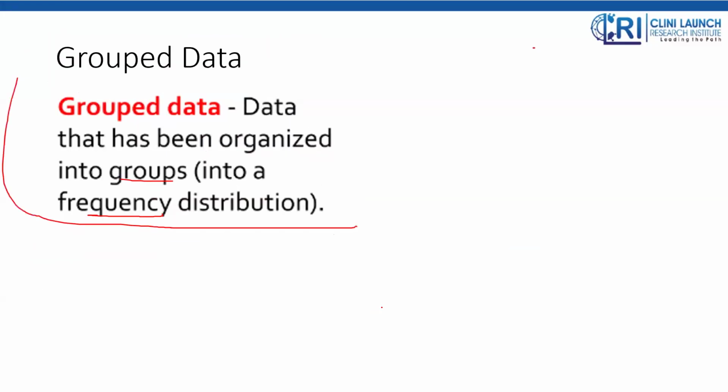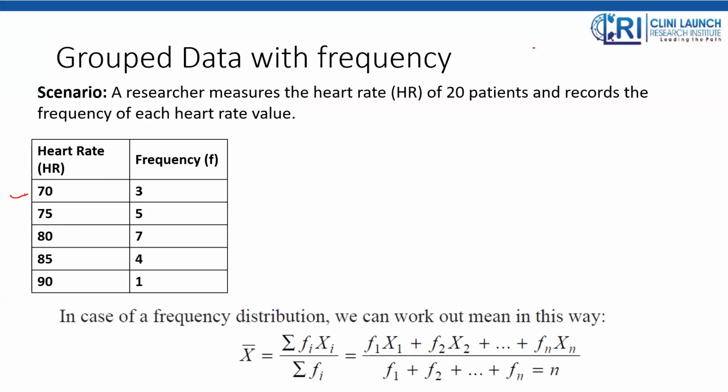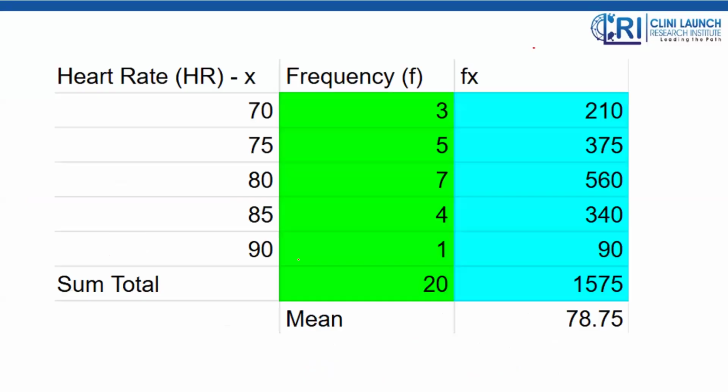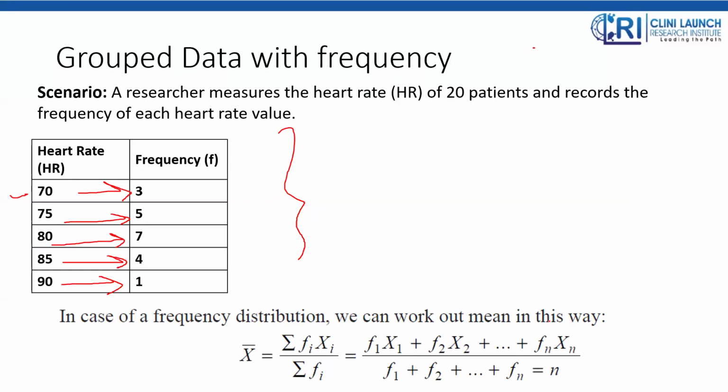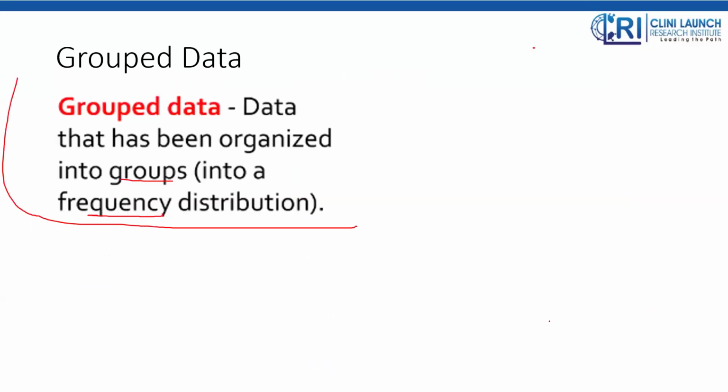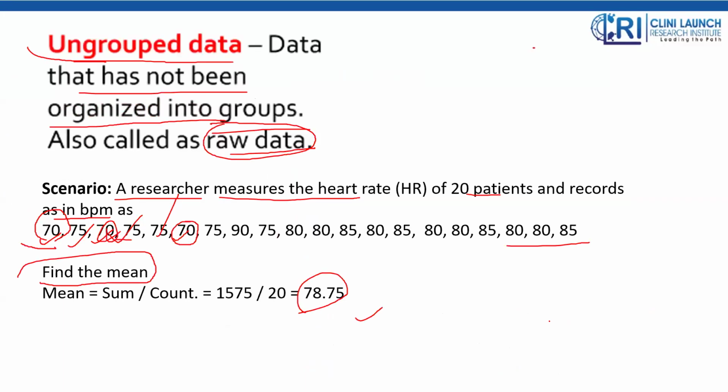Now suppose if I group this, I will get the data like this. 70 was seen in 3 people. 75 was seen in 5 people. 80 was seen in 7 people. 85 was seen in 4 people. And 90 was seen in 1 person. So like this, if you do this kind of calculation, you get the same value, 78.75. So this is used when people want to do the calculation manually. They don't have statistical tools and all. But however, all our data is raw data, ungrouped data.